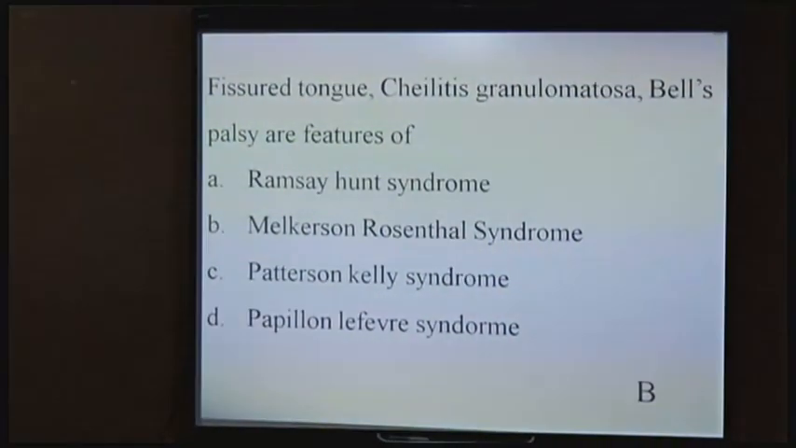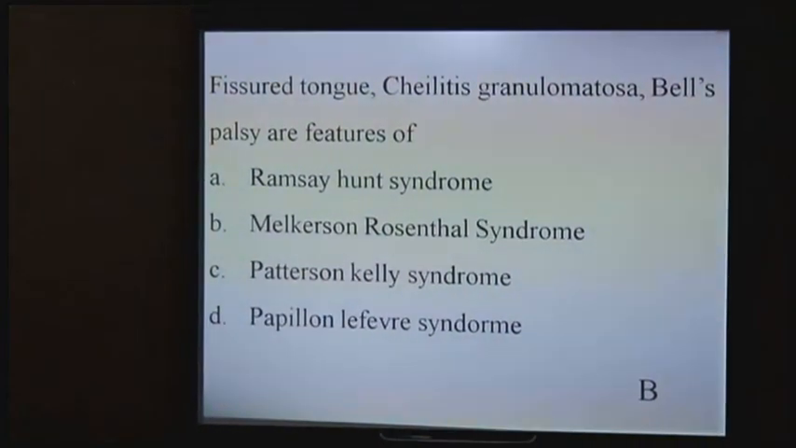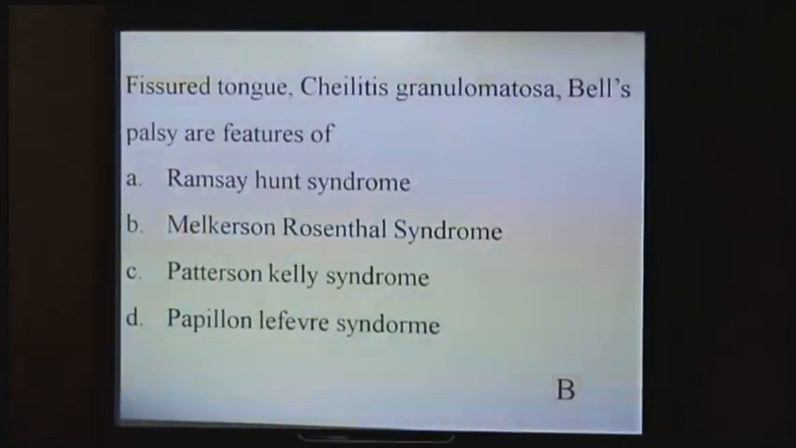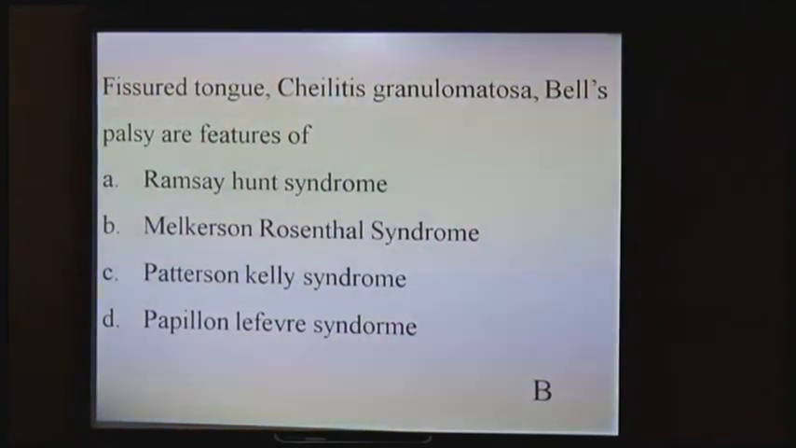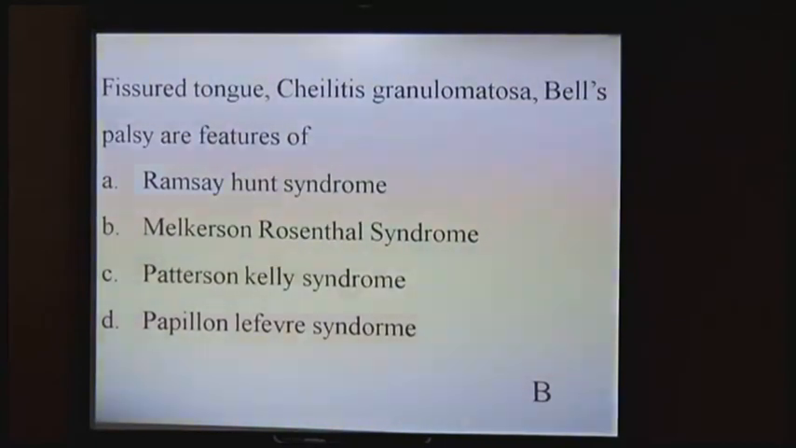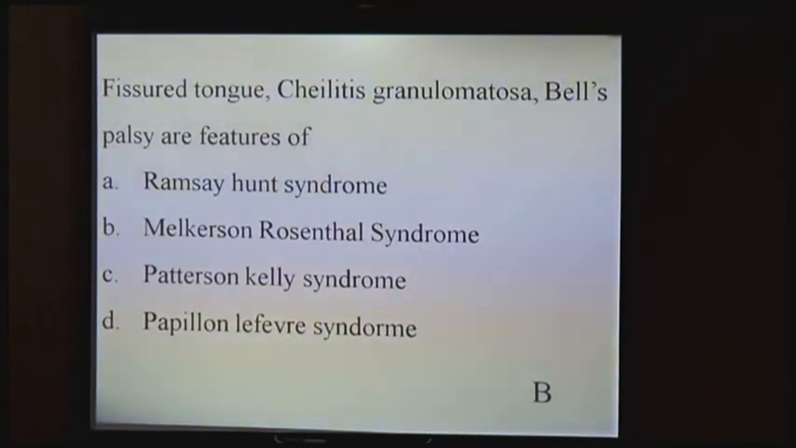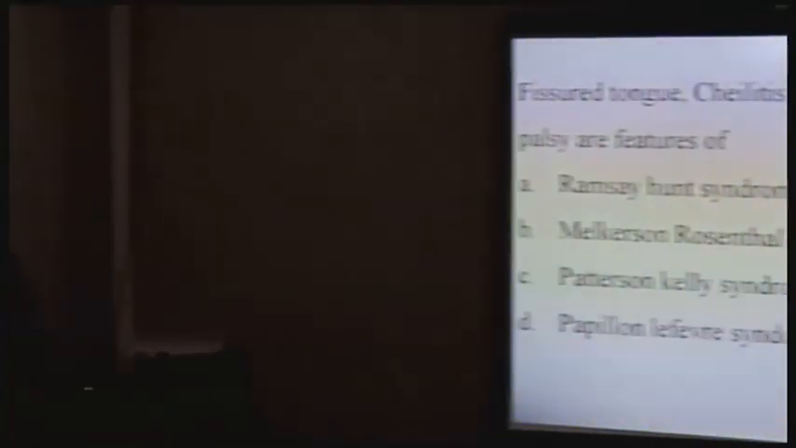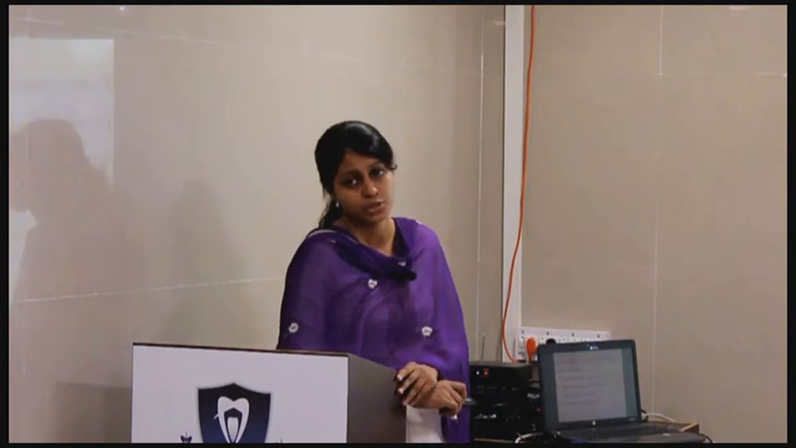Ramsay-Hunt syndrome is vesicles, your herpes zoster vesicles unilaterally present, and they'll have some ear deformities also, ringing sound there. Patterson-Kelly syndrome, other name for Plummer-Vinson syndrome. Papillon-Lefevre syndrome, of the palm and soles, and there will be aggressive periodontitis and premature loss of teeth.